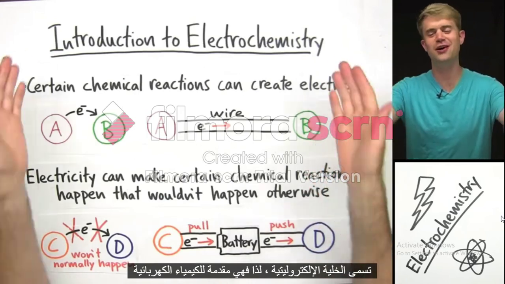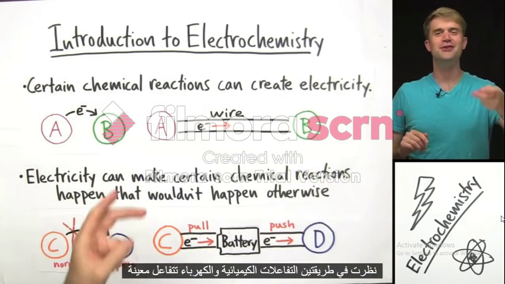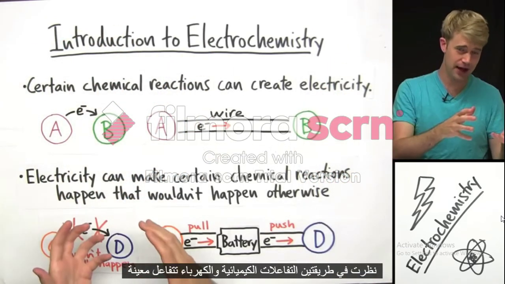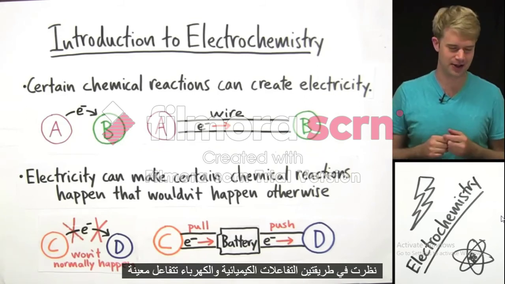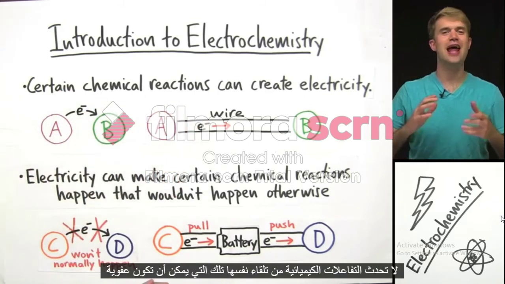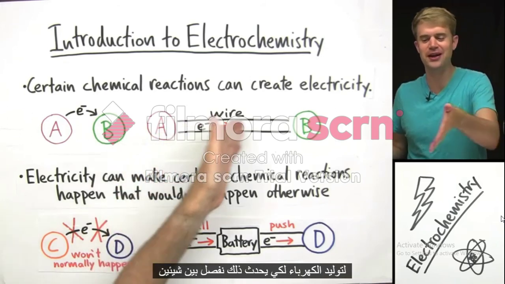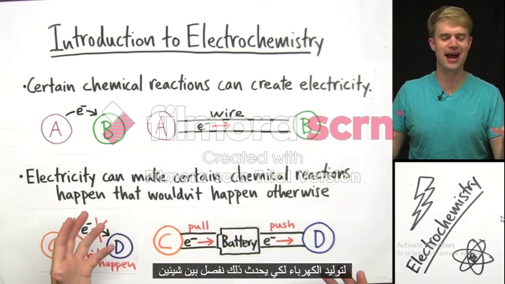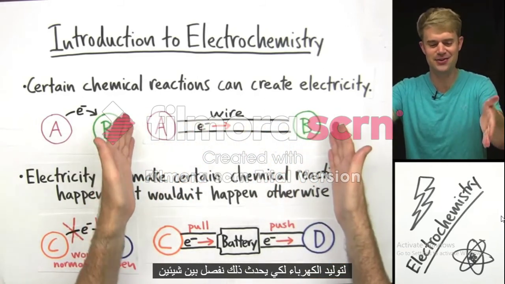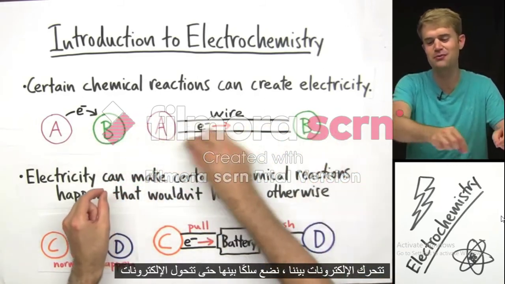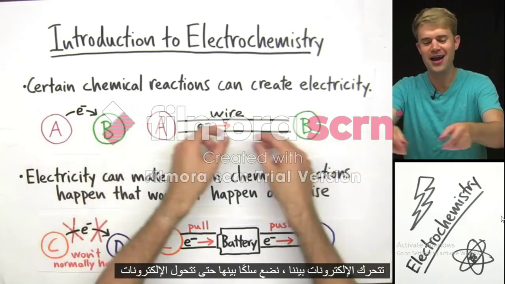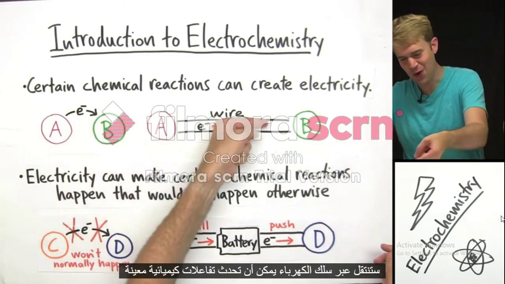So that's an introduction to electrochemistry. We looked at the two ways that chemical reactions and electricity interact. Certain chemical reactions, those that happen on their own, those that are spontaneous, can create electricity. In order for that to happen, we separate the two things that electrons are moving between, and we put a wire in between them so the electrons will move through the wire.